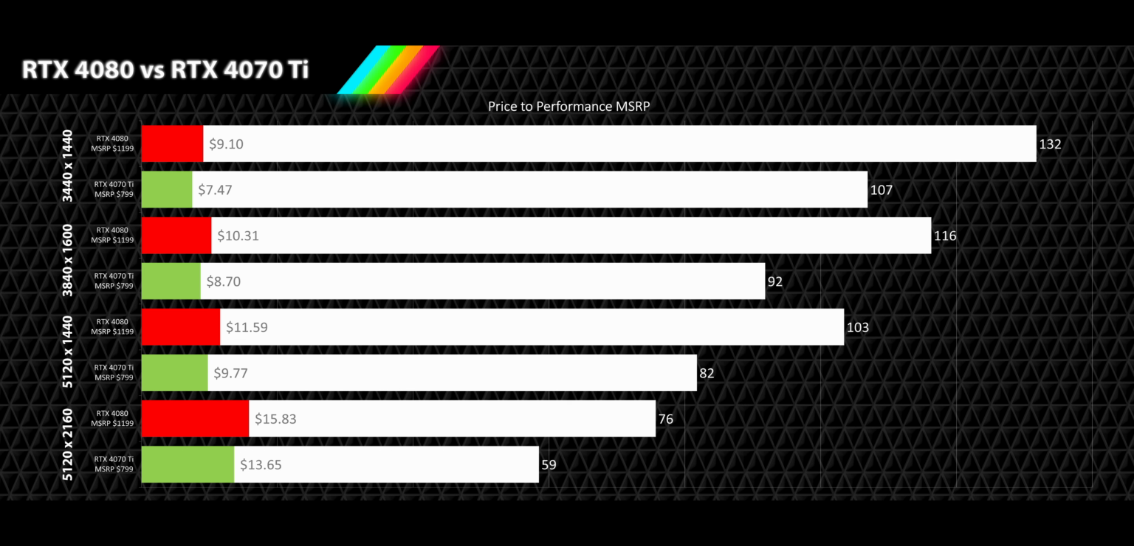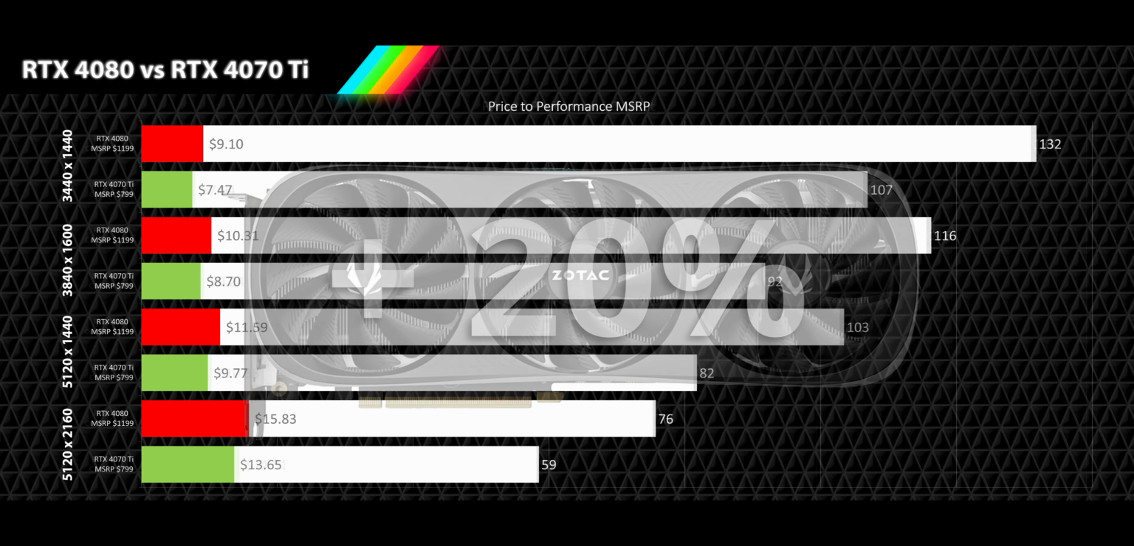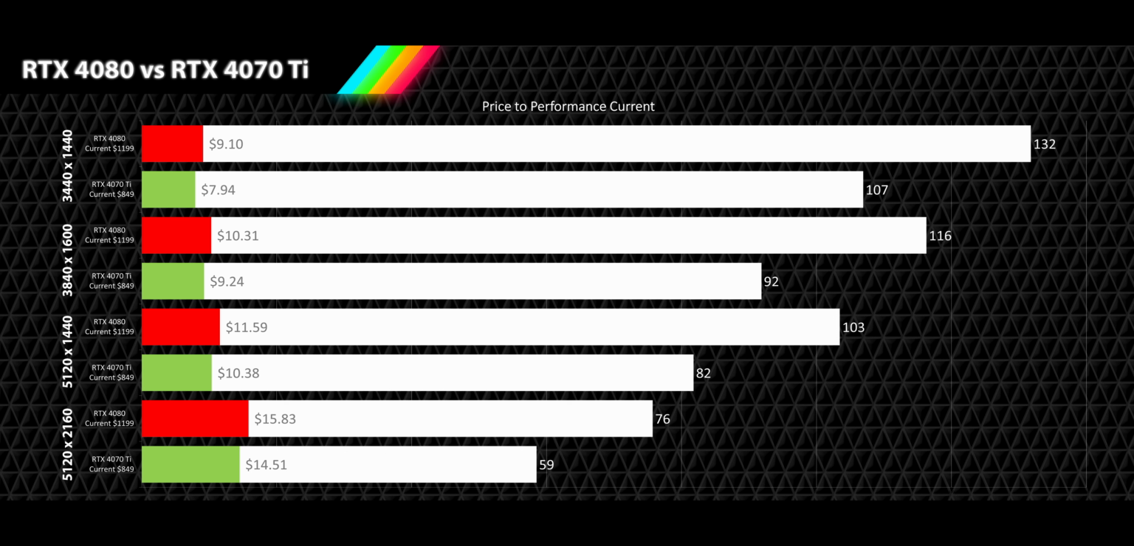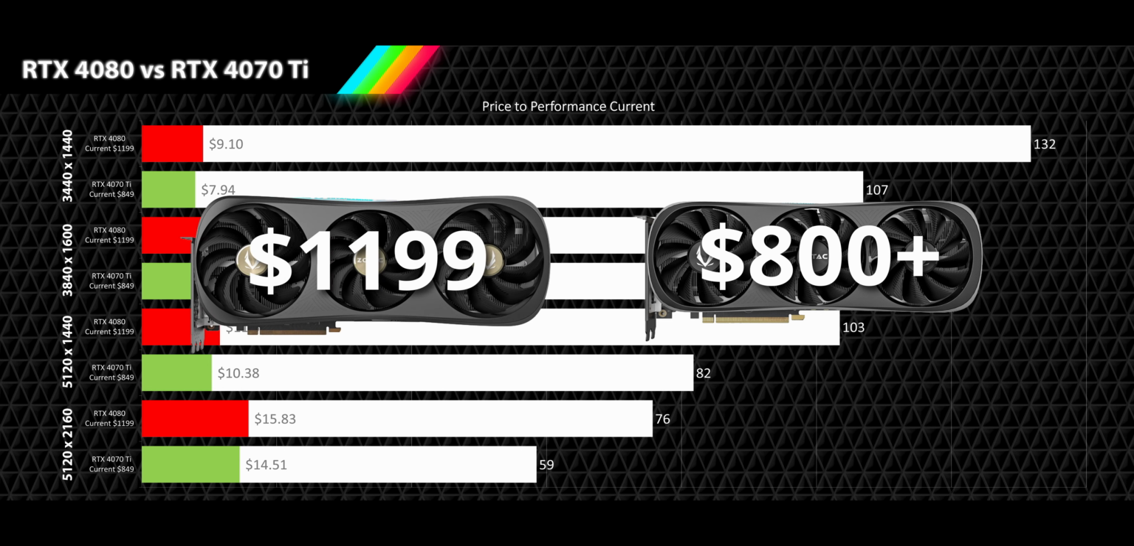When we look at price to performance based on the MSRP of these 2 cards, we see the 4070 Ti well ahead with a 20% better price to performance than the 4080. Even when we look at current pricing, where we see the 4070 Ti actually sold for more than its MSRP, while the 4080 holds firm to its MSRP.